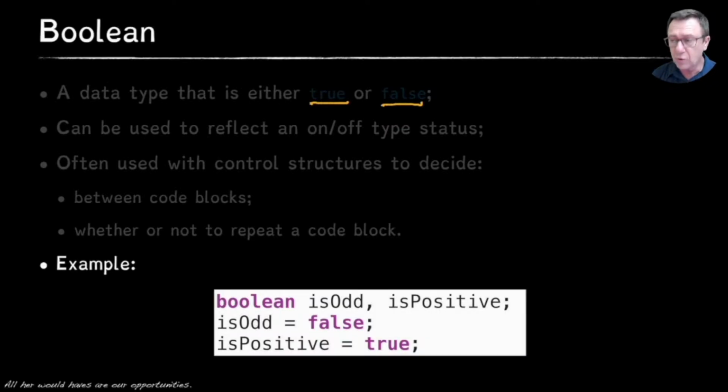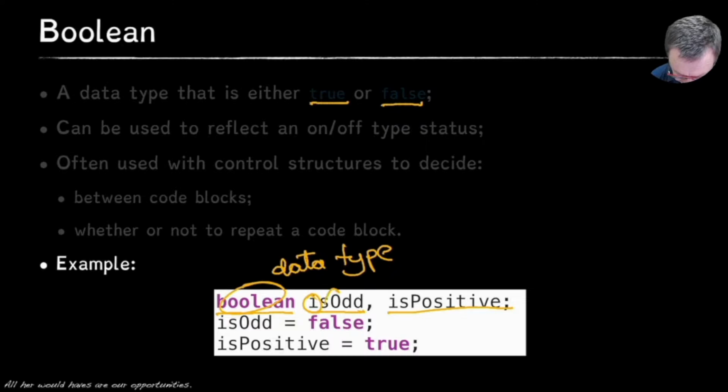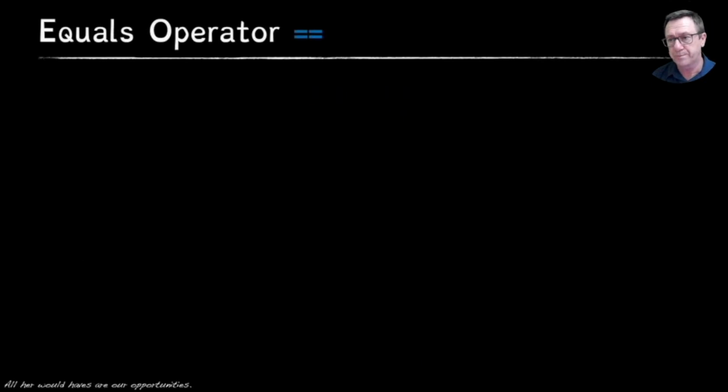So here's an example of just simple Booleans. I'm declaring isOdd. So I've got here, as we've learned, my data type, and I've got my names, using the naming convention: lowercase, uppercase, lowercase, uppercase. And here I have initialized them. So I say isOdd starts off as false and isPositive is true.